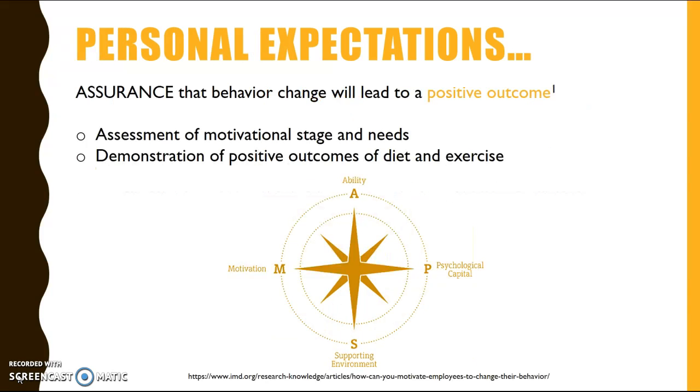And personal expectations is the final construct here, and it's the assurance that behavior change will lead to a positive outcome. People don't want to invest their time and effort unless they can be assured that their time and effort is worthwhile. So in order to help understand a personal, individual's expectations and what they would like to get out of this, it's important to assess their motivational stage as well as their motivational needs and what they really want out of their behavior change when they're willing to accept it. And you can't really get started unless they're willing to start. And then the demonstration of positive outcomes in diet are important as well.